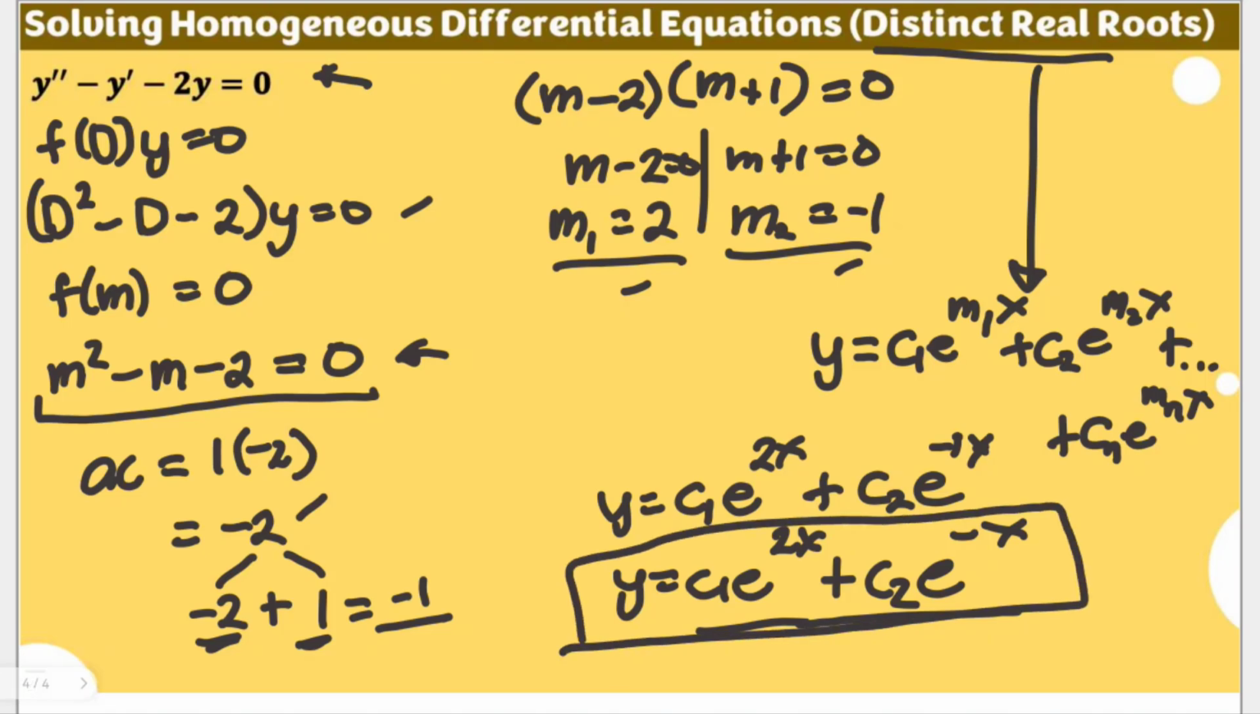But of course, as mentioned, they can be interchanged as c sub 1 and c sub 2 are arbitrary constants. Thank you very much for watching.